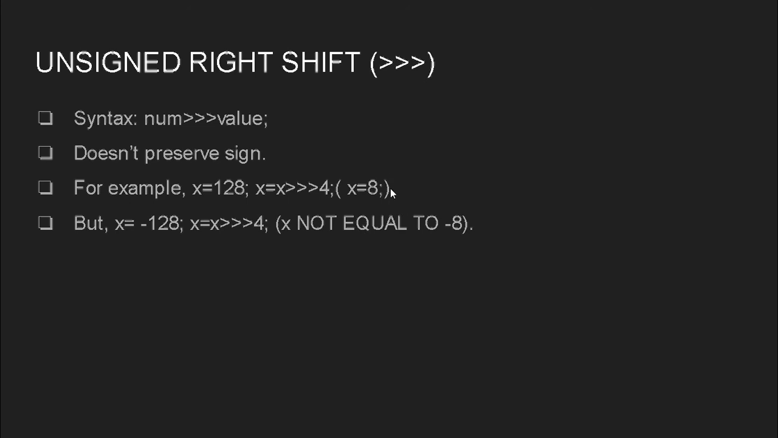However, here is where the difference comes into the picture. Here I am giving minus 128 as the input to this particular operator, and then I am telling this operator to shift it 4 times to the right-hand side. So what is your natural reaction? You will think that it is going to produce an output of minus 8, but it is not going to produce minus 8.